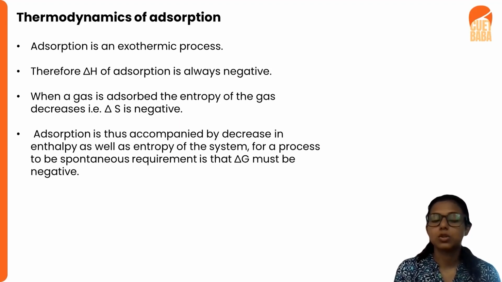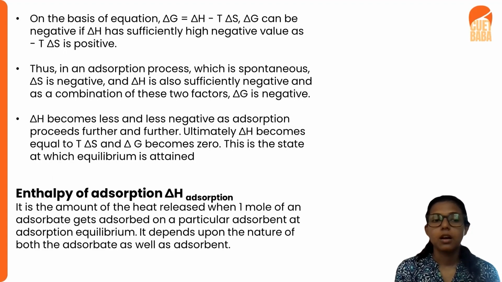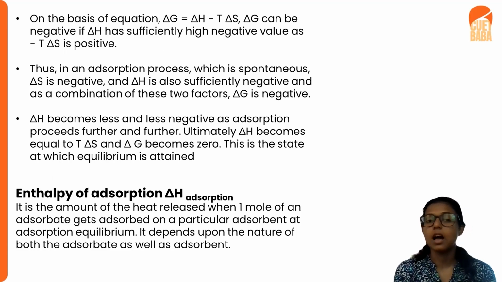For a process to be spontaneous, the requirement is that delta G must be negative. For the adsorption process, delta H is negative, and delta S is also negative. In order to acquire a negative delta G, on the basis of the equation, delta G is equal to delta H minus T delta S. From the equation, we can see that delta G is the difference of delta H and the product of temperature and delta S.